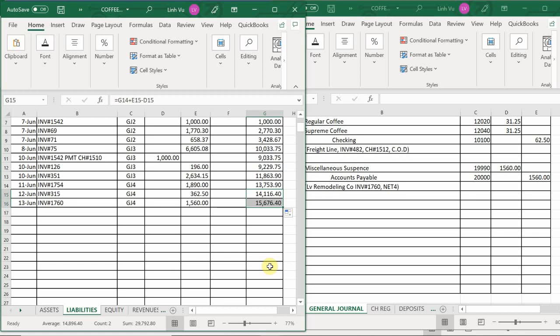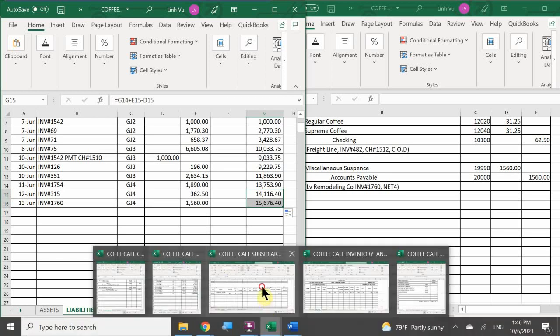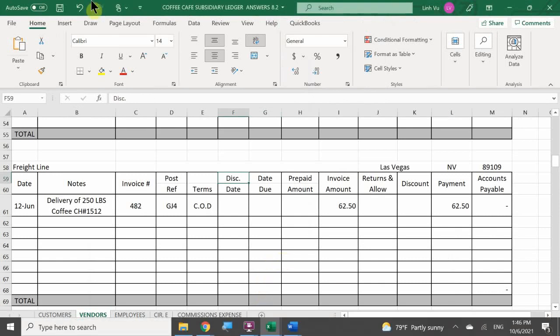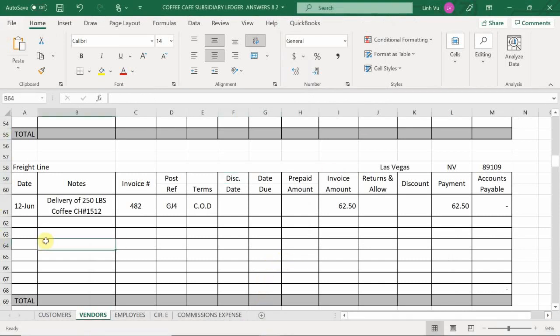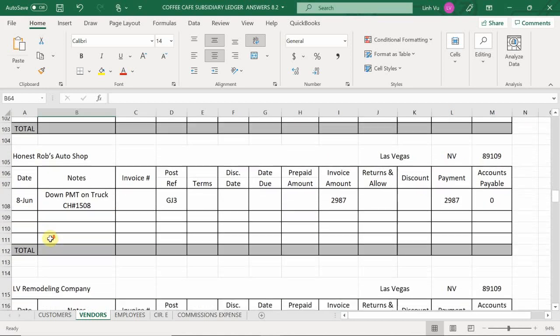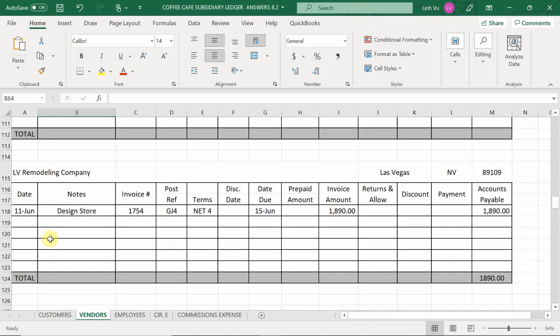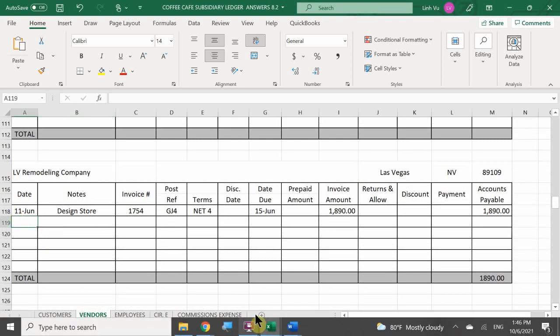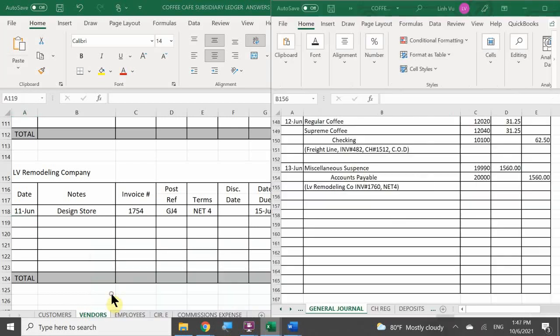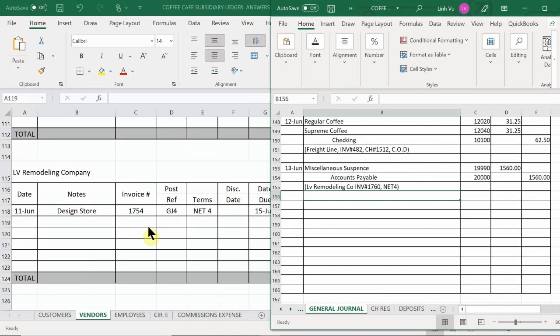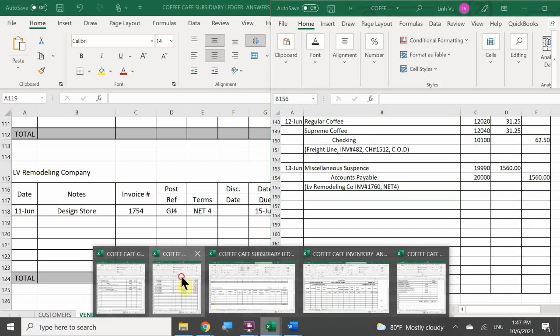So what is next? Oh, the subsidiary ledger. We need to record that we owe more money to LV Remodeling. Okay, so you put the miscellaneous on the debit. Miscellaneous is the debit this time, no? Yes, I increased it. Let me double check it.